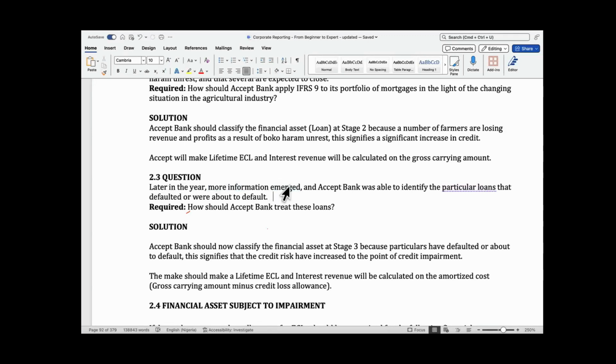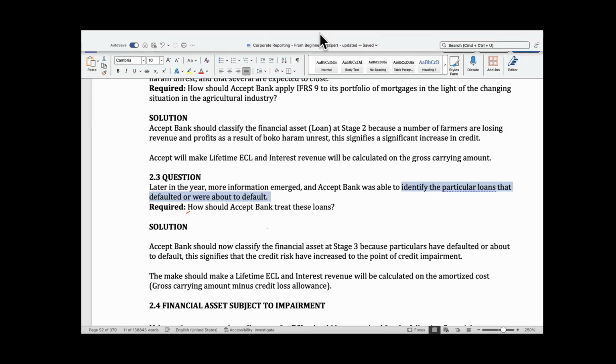Okay, so they said later in the year, more information emerged and they were able to identify the loans that defaulted. This shows that they have actually defaulted, that there is a credit impairment. That means you need to classify these loans as stage 3 because they have defaulted. Of course, you still recognize lifetime ECL, but the interest income you recognize will now be based on net carrying amount. That is, whatever impairment loss is calculated must be deducted from the gross carrying amount first. Then whatever balance remains is what you calculate your interest on, because there is a default now.